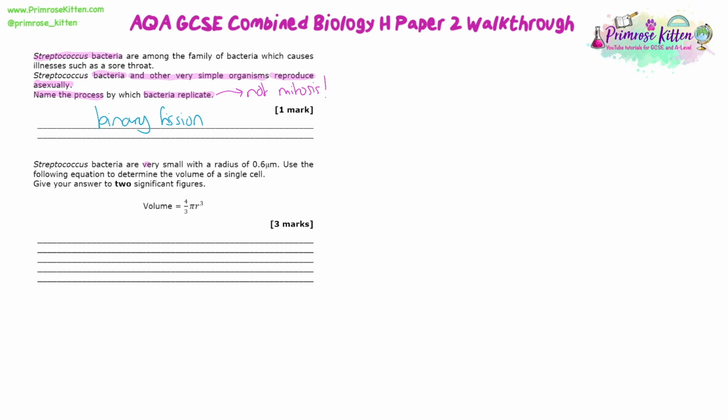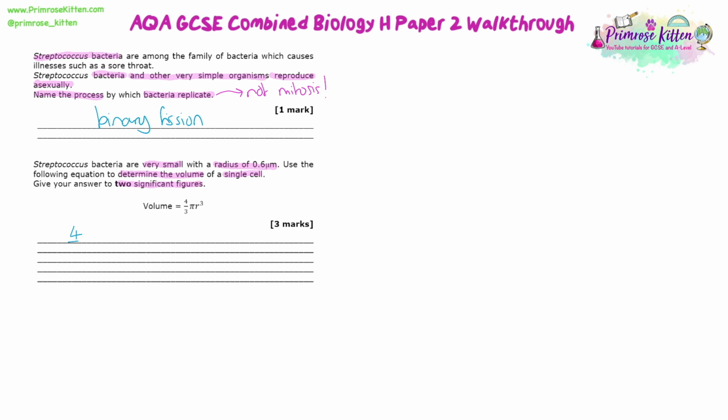Okay, on to part C. Streptococcus bacteria are very small, with a radius of 0.6 micrometers. Use the following equation to determine the volume of a single cell. Give your answer to two significant figures. Okay, so we've got a formula to work out the volume of a sphere. We've been given the radius, which is great. So we just need to put that number into the equation, work out the answer, and then make sure we get it down to two significant figures.